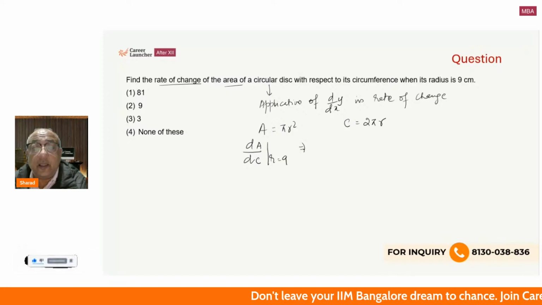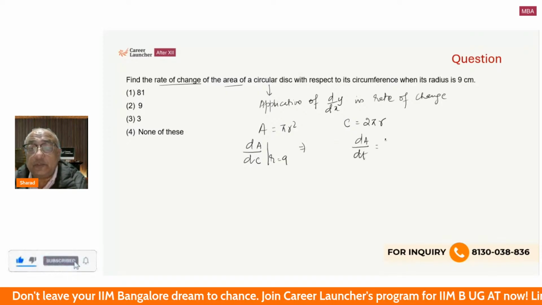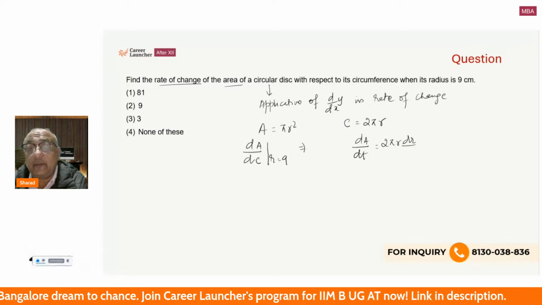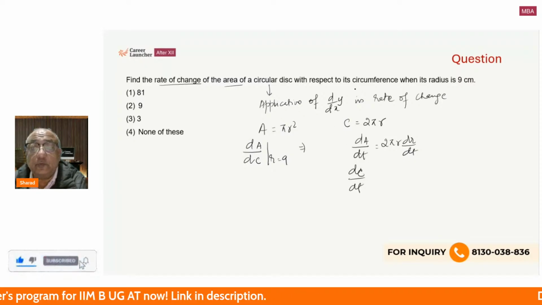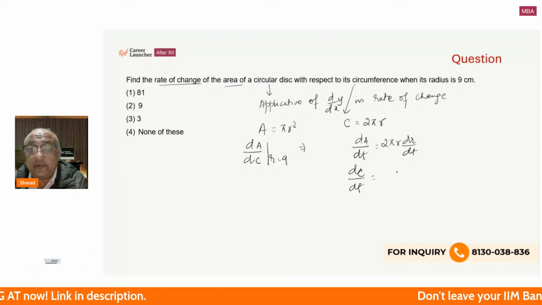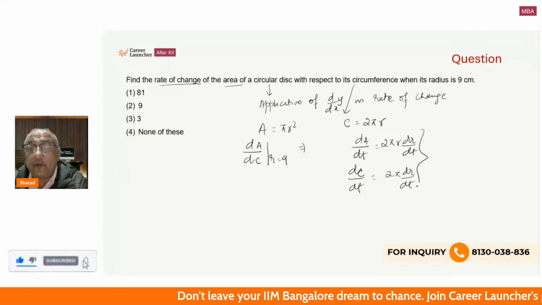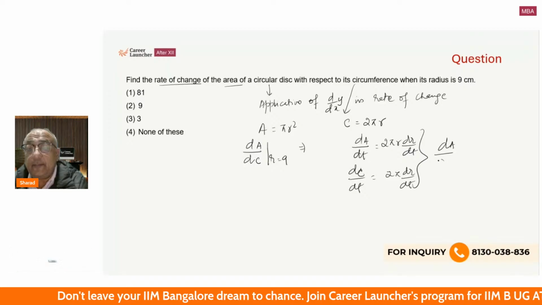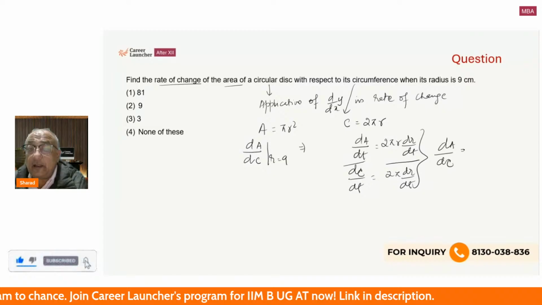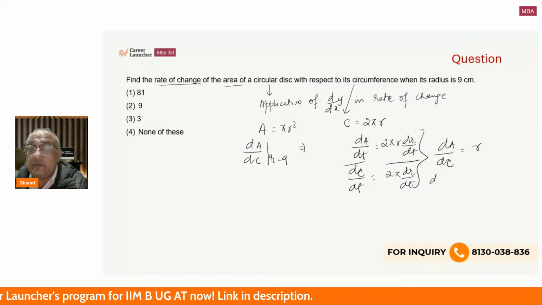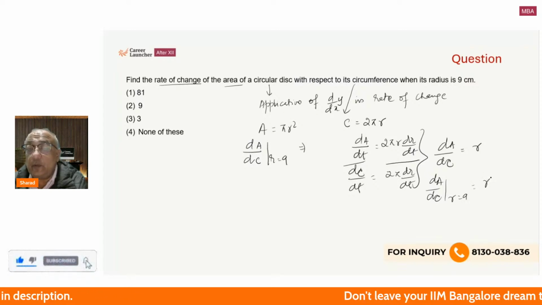So this is simple. I will start this question by first finding out dA by dt, which is equal to 2 pi r dr by dt. And then I find out dC by dt. C I have taken to replace this term circumference. This will be equal to 2 pi dr by dt. From here, I'll get dA by dC. Of course, I will divide these. This dr by dt will get cancelled out and get r. So dA upon dC at r equal to 9 will be equal to r.